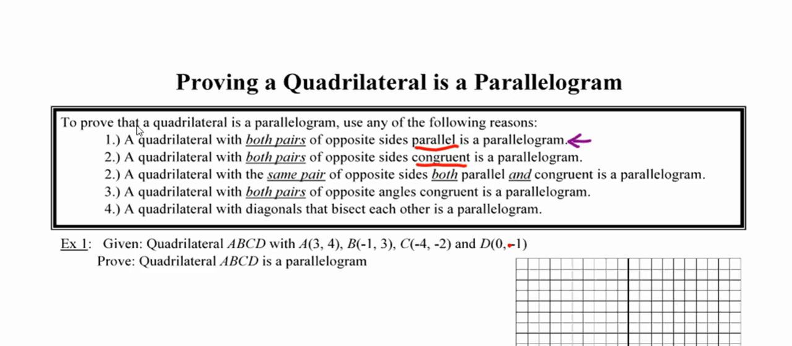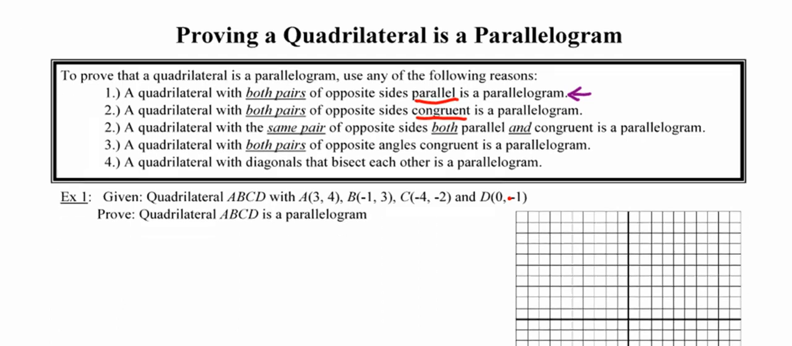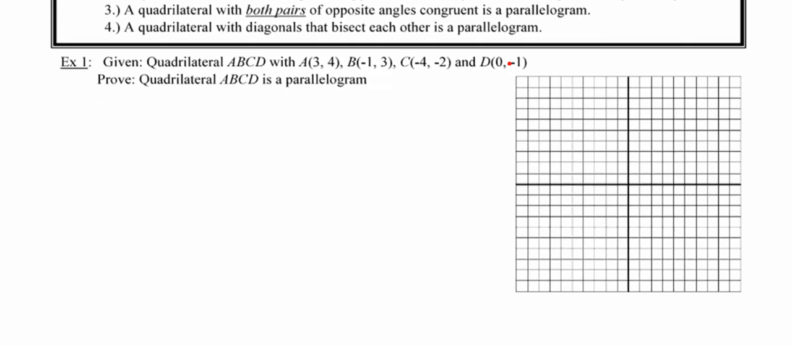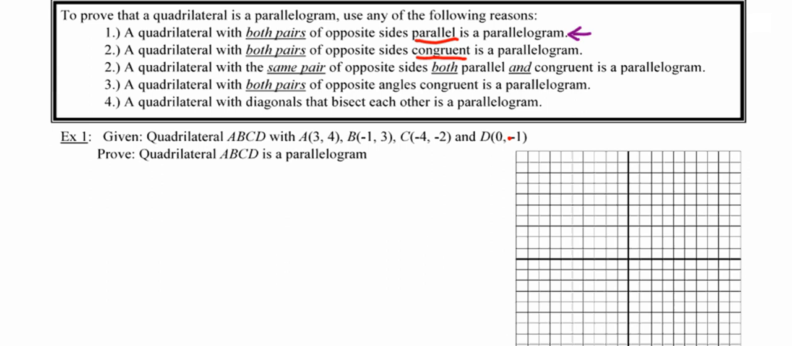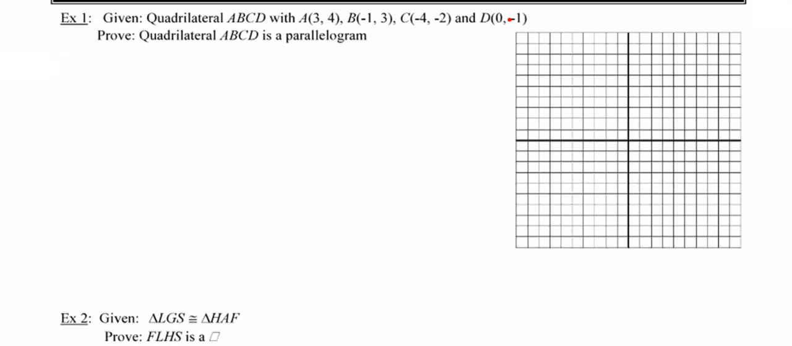In example 1, we're given quadrilateral ABCD that has those vertices, and we're being asked to prove that it's a parallelogram. And again, I can show that it meets any of the criteria in that box above, and by doing so, it will be a parallelogram. I'm going to start by graphing the points that have been given to me for the vertices of the quadrilateral. So there's A, there's B, C, and D. So that's what our shape looks like.